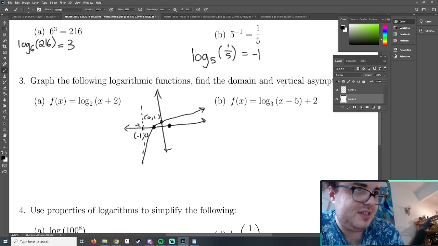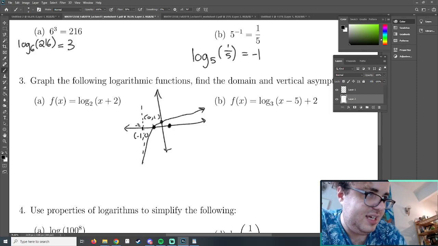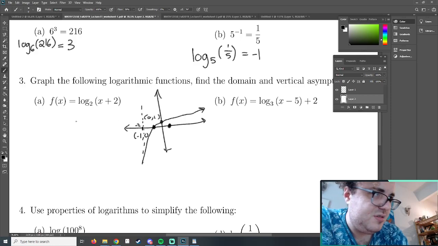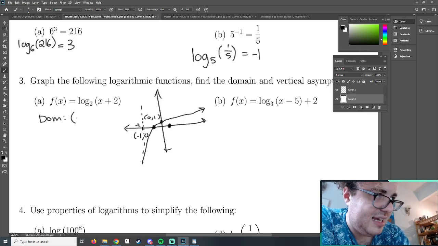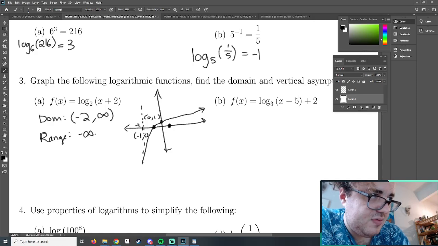And they asked you to find the domain and the vertical asymptotes. So the domain here, again, our domain is normally 0 to infinity, but we've shifted to the left 2 units, and so our domain starts a little earlier. So our domain is going to start at that vertical asymptote at negative 2 and go forever. And our range is going to be what it always is, which is negative infinity to infinity.